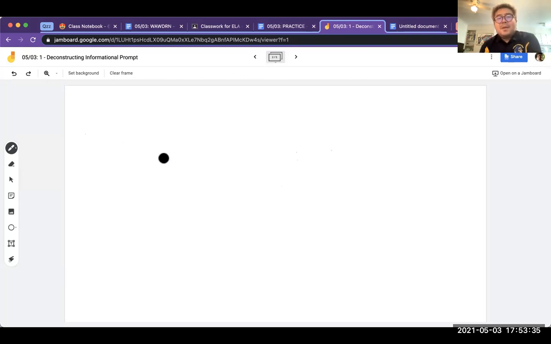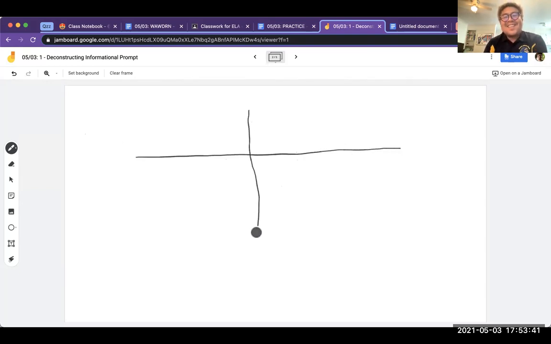Okay, blank piece of paper. You're gonna draw a, guess what? Because it's a T chart, you're gonna draw a T.